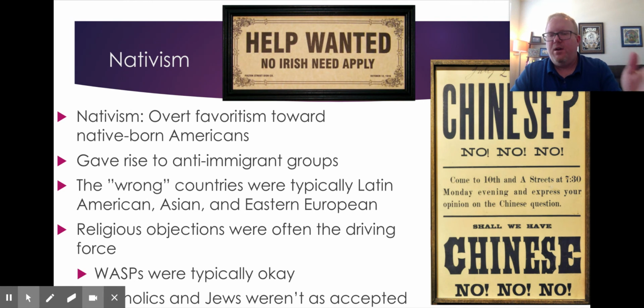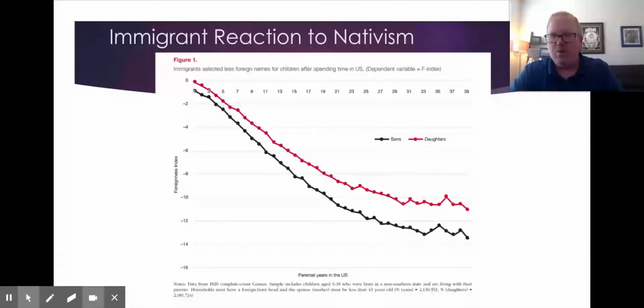And so it just shows you it wasn't just during this Gilded Age that a lot of these kinds of feelings or reactions were going on.